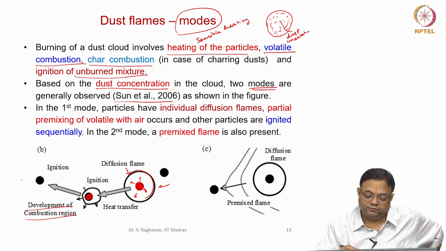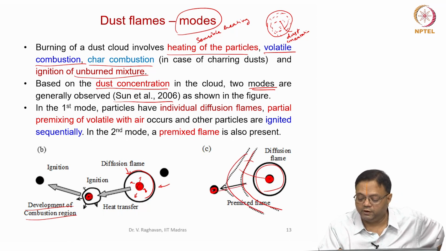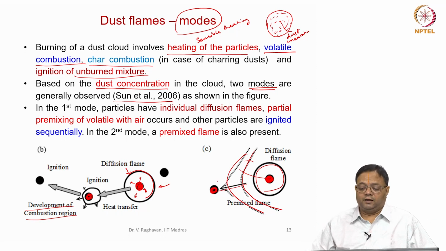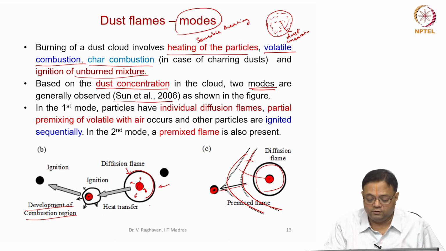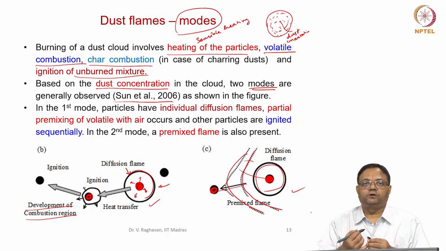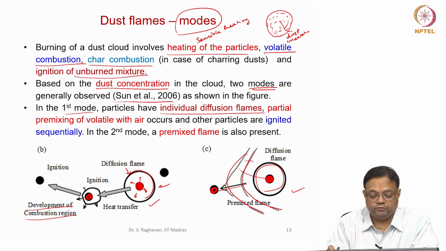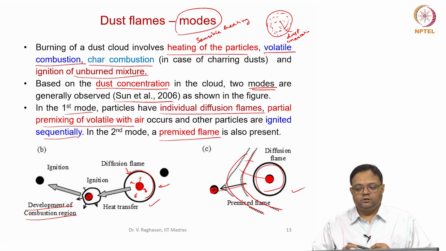Now, the other scenario is that there is a dust particle, a diffusion flame forms over this, but volatiles are released by all the dust particles, so a premix flame forms and the premix flame goes and interacts with the further available dust particles. So, these are the two modes and this is based upon the concentration. If the concentration is low, the first is going to happen. If the concentration is high, the second may happen, because the heat up of several dust particles in higher concentration will lead to more volatile production. So, in the first mode, particles have individual diffusion flames, partial premixing of volatile in the air occurs and other particles are ignited subsequently. In the second mode, a premix flame is also present. These are the two modes.